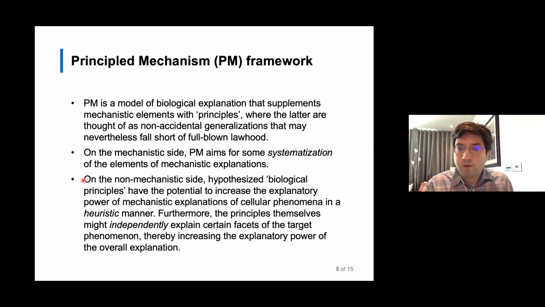My framework, I'm calling a principled mechanism framework, is a model of explanation that supplements or augments mechanistic elements in an explanation with nomological principles. And these principles can be thought of as non-accidental generalizations that may not reach the level of a law claim. So they're not there yet. These principles that I'm suggesting should be hypothesized and then augment mechanistic elements of the explanation.